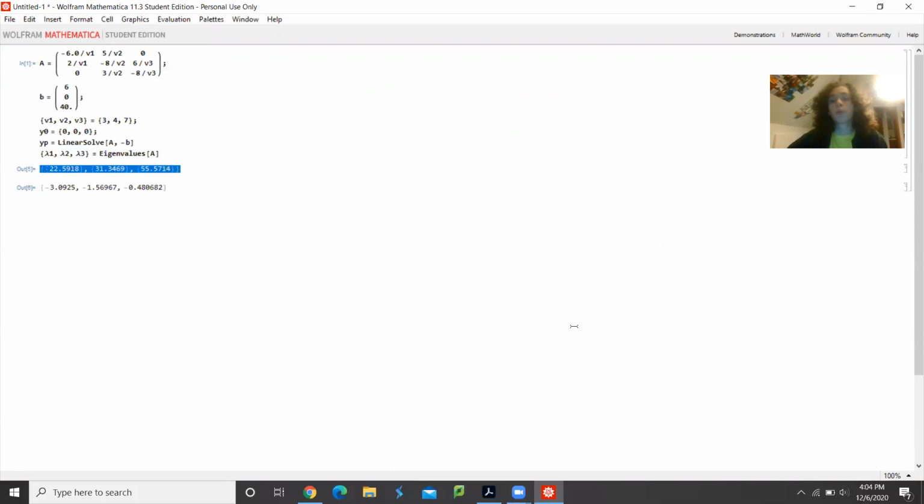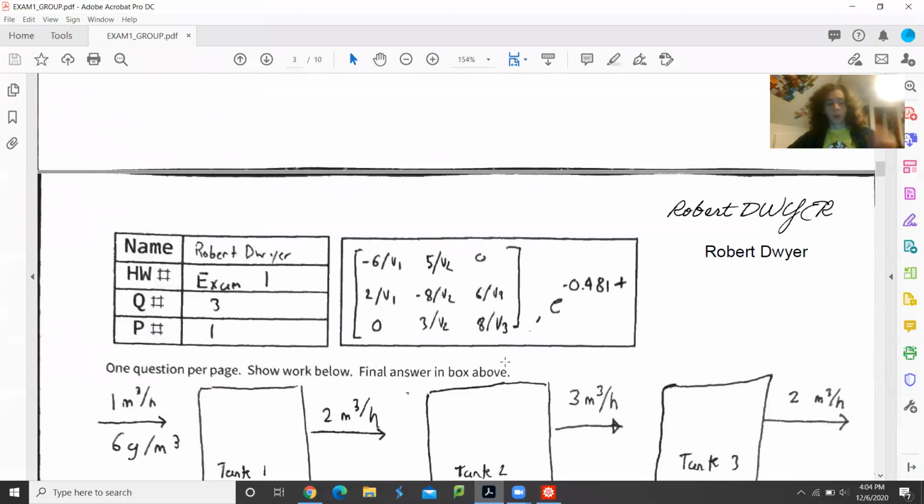So after the whole process is done, this is what it's going to be left with. And these are your eigenvalues, which is what the question asks for itself. So as you can see, it gives you negative 3.09, negative 1.56, negative 0.48. And so that's your answer, and that's how you would solve for question 3 on exam 1. I'm Robert Dwyer, and thank you.